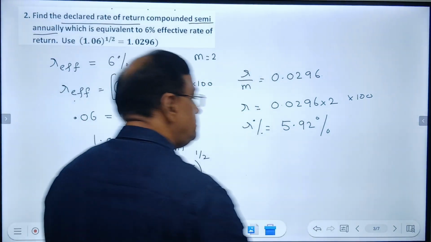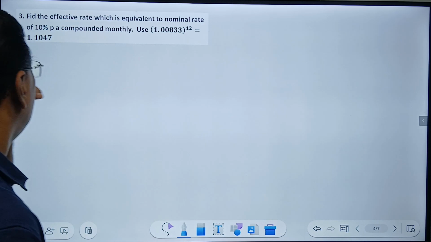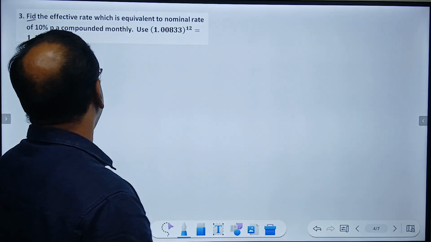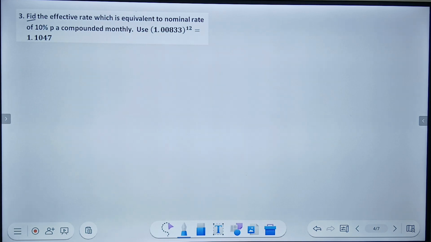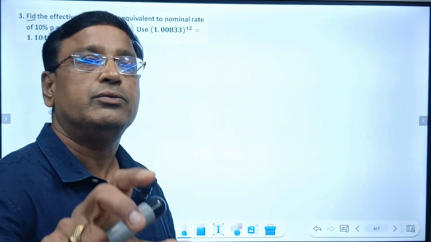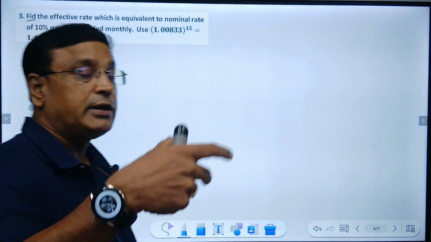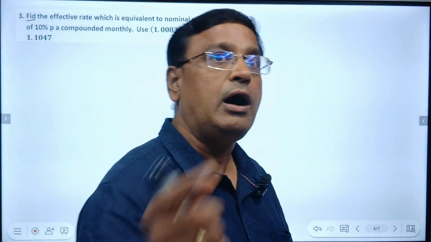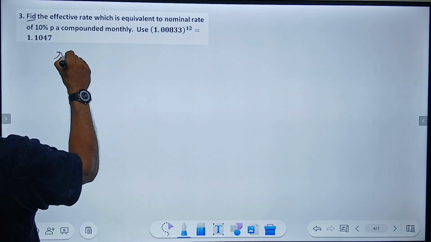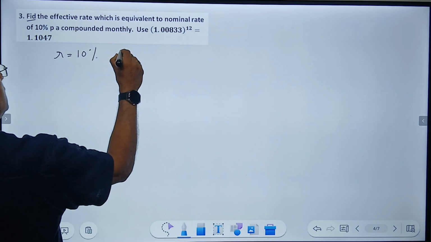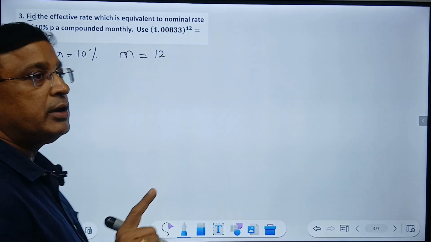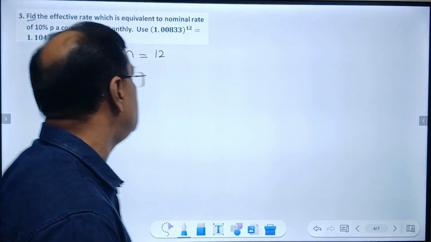Okay. Now let's go to the next question. Find the effective rate which is equivalent to a nominal rate of 10% compounded monthly. This is a spelling mistake in the question. When it is compounded monthly, the effective rate is always going to be more than for half yearly or quarterly. So what is my R? R is 10%, and the number of times I'm going to pay is 12. Why is it 12? Because you're compounding it monthly. In a year there are 12 months, so you multiply.